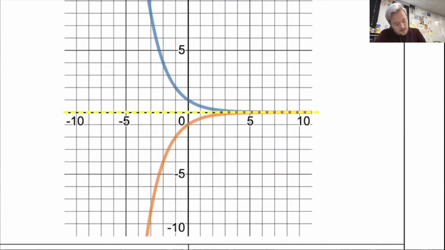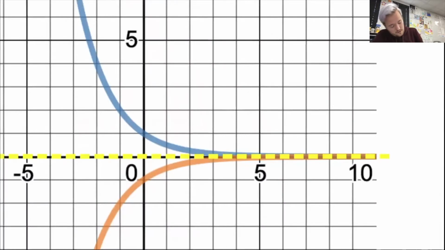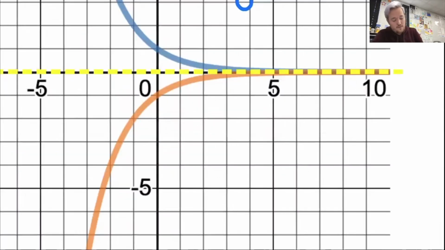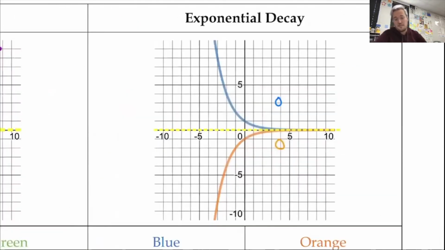So now up here, it's going to get closer and closer to zero in the blue, but now for orange, it's still going to get closer and closer to zero. So for the decays, they're actually both approaching the same thing. So when I say approach, we're looking at what we call the end behavior.